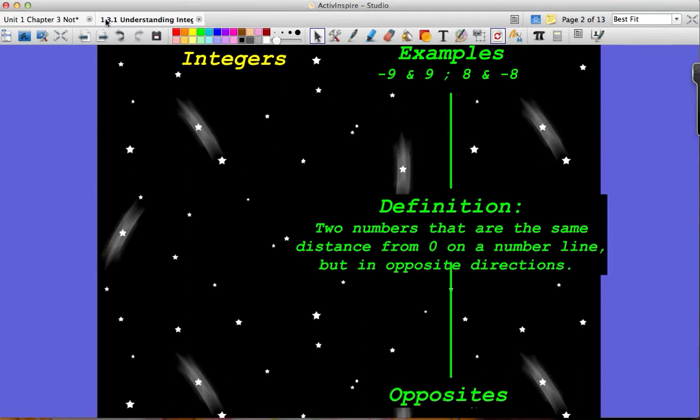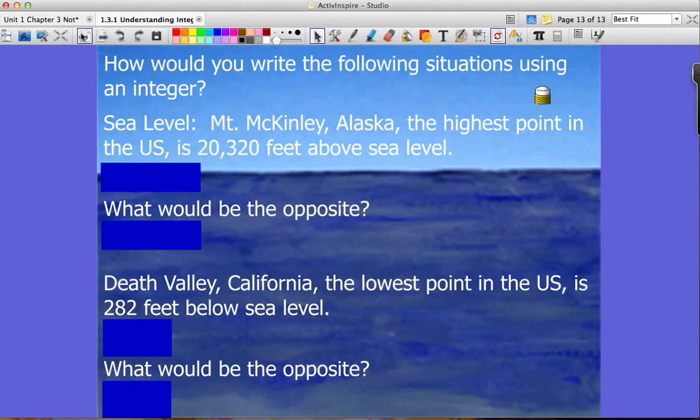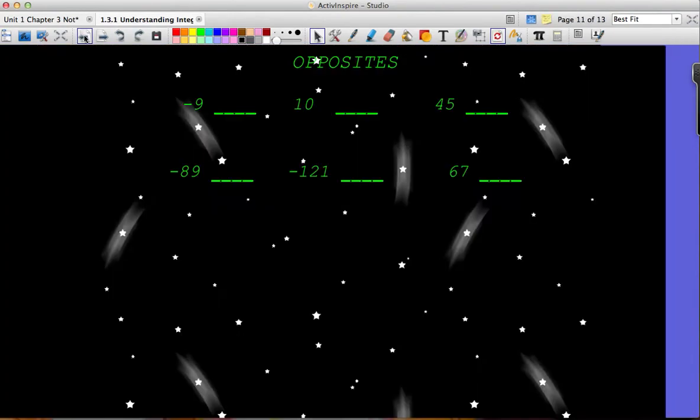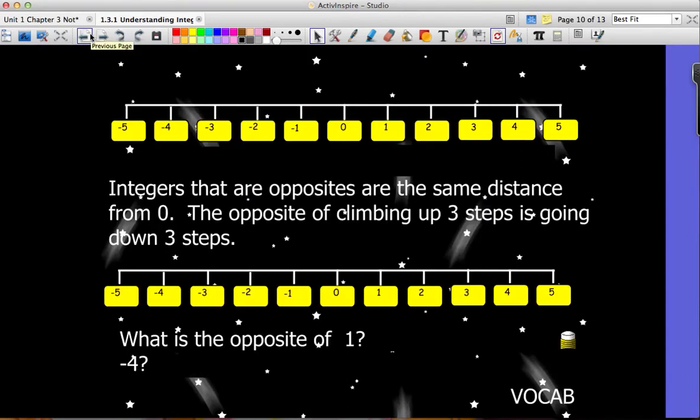So if you're looking at a number line, if I'm at a +1, I am 1 spot away from 0. So the same distance away from 0 but the opposite direction would be a -1. Okay, so what is the opposite of 1? We said the opposite of 1 is -1.